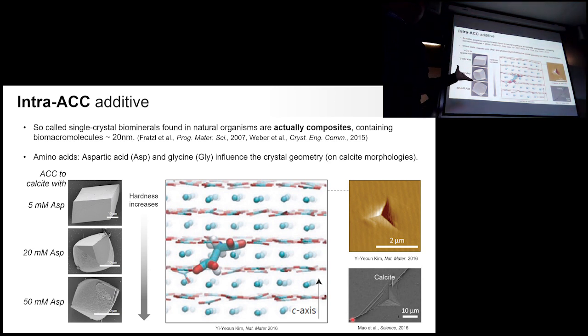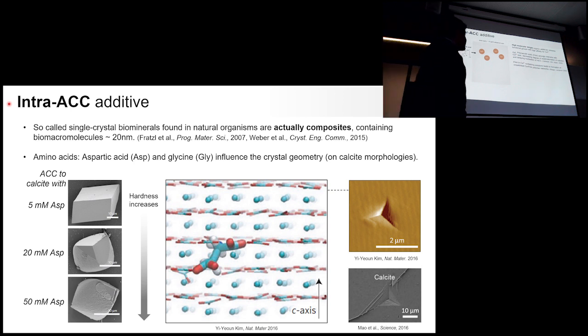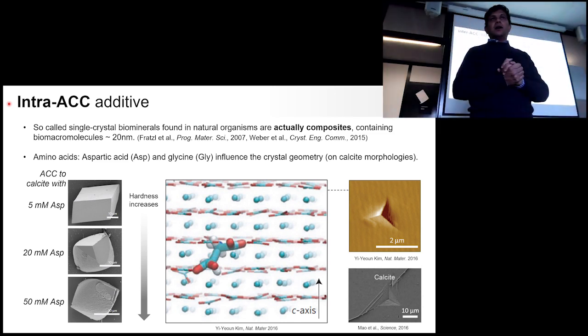Okay. So this is a very interesting structure-property relationship that they observed, that by incorporating the intra-ACC additives, you can make the calcite lattice harder. Okay. All right. Now, this is the work that we did. We utilized inter-ACC additives.